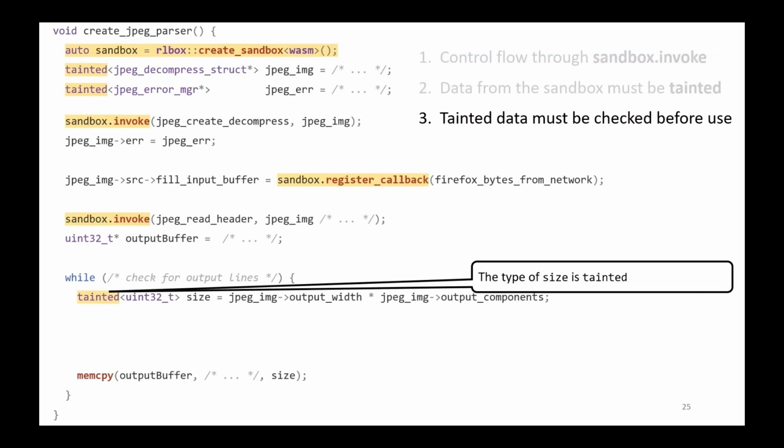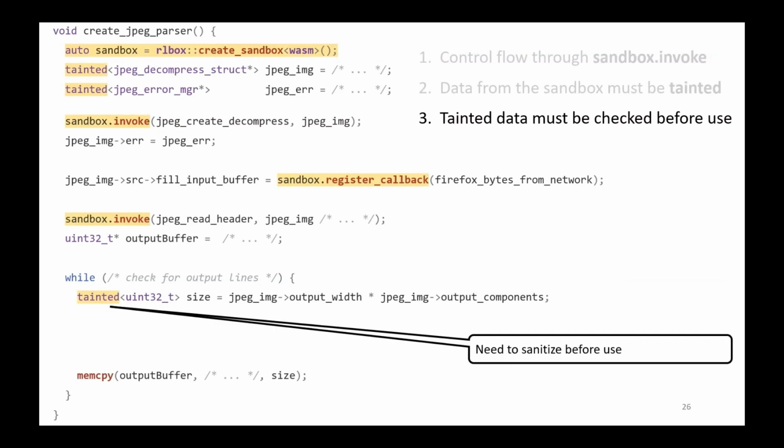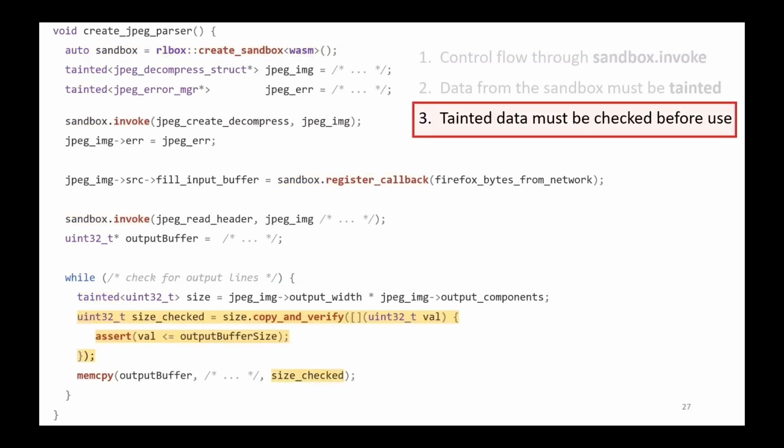And to get all of this to compile, we should validate this and remove the tainting. And we can, in this case, if we stare at this code a little bit, we can identify what sort of security check we want. The main thing we want to make sure is that when we copy data out, we don't go past the end of the output buffer. So let's add that security check. We call copy and verify. Make sure that the value of size is less than the output buffer size. And then we use this checked value in the memcopy operation. And at this point, everything should compile.